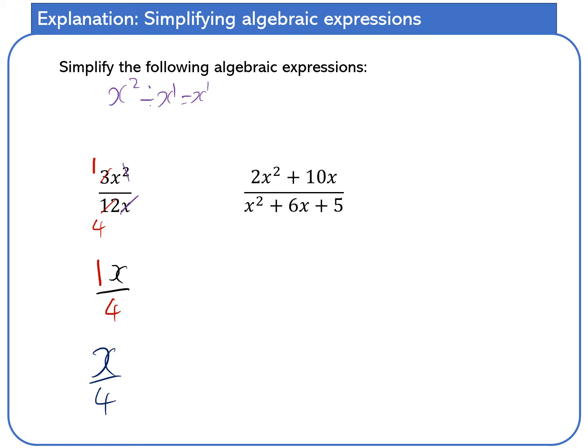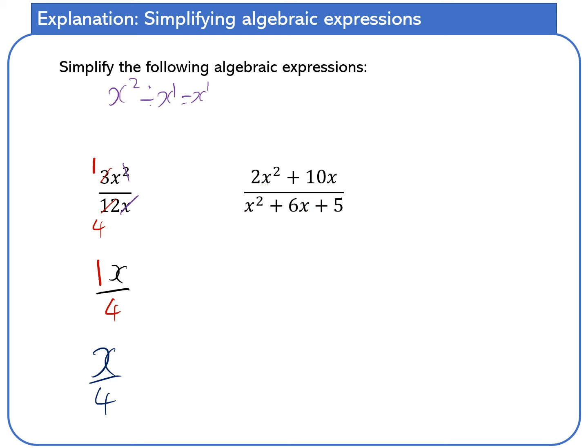The one on the right requires a lot more work. Now it's really tempting because I've got an x and an x and an x and another x to divide through by x. Unfortunately, that 5 prevents us from doing it. I can only divide through if I've got a common factor for all these independent terms. So this is not possible, and do not fall into that trap.